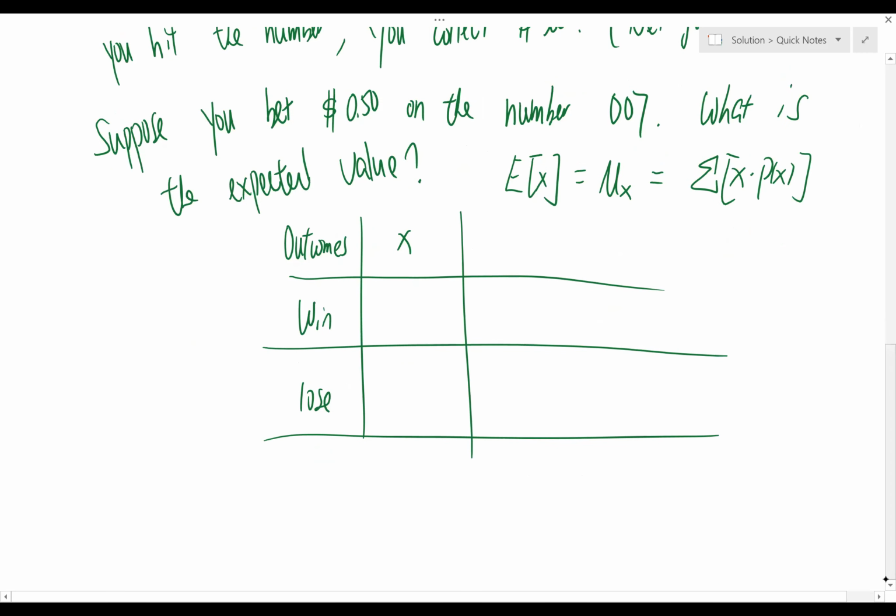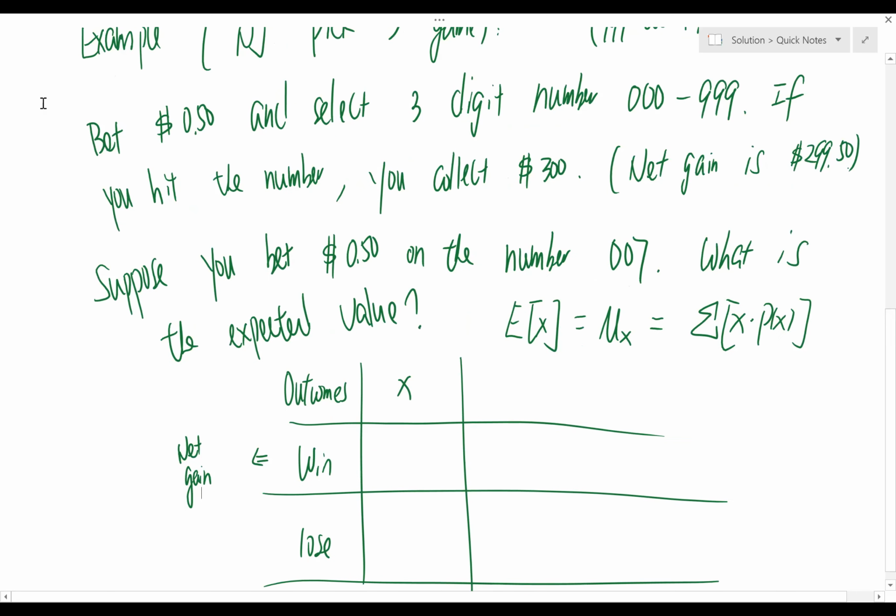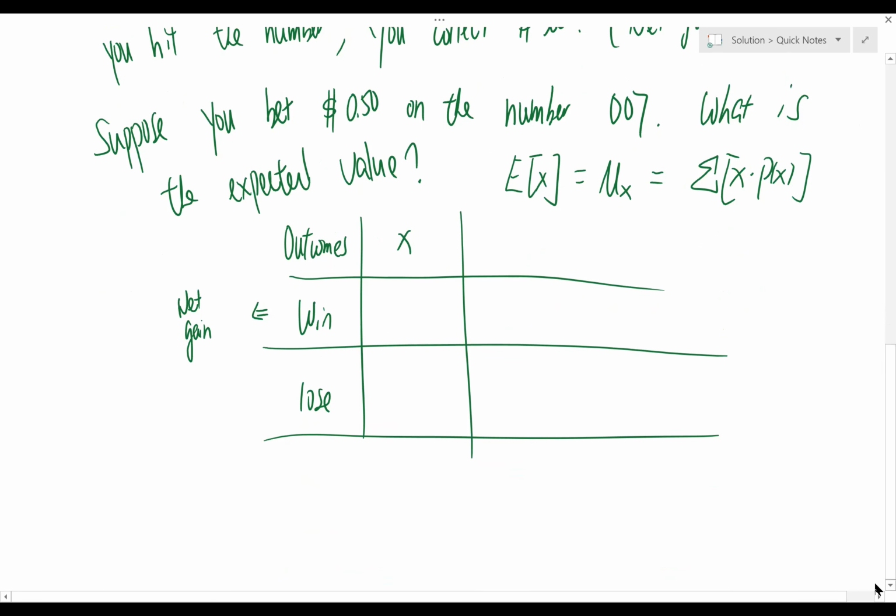So that basically appears in two different outcomes. If you win, you have a net gain. So in the winning case, we have a net gain. Remember, you're getting $300 and you're betting 50 cents, so the net gain is $299.50. So here we put a net gain of $299.50. This x represents, in the winning case, a monetary reward. And in the losing case, you end up with a net loss.